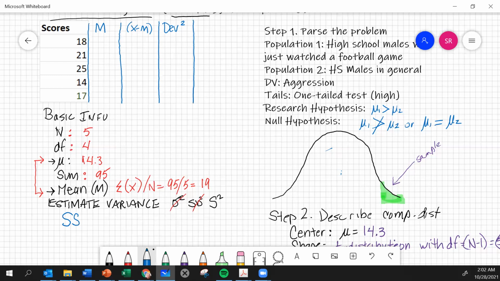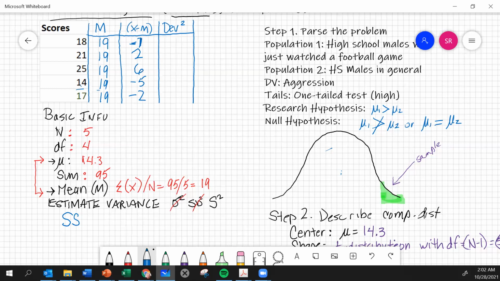I'll write the mean in for each of these. The sample mean, I'm very careful to write the sample mean, will be 19. So I'll repeat it each time. 18 minus 19 is -1. 21 minus 19 is 2. 25 minus 19 is 6. 14 minus 19 is -5. 17 minus 19 is -2.